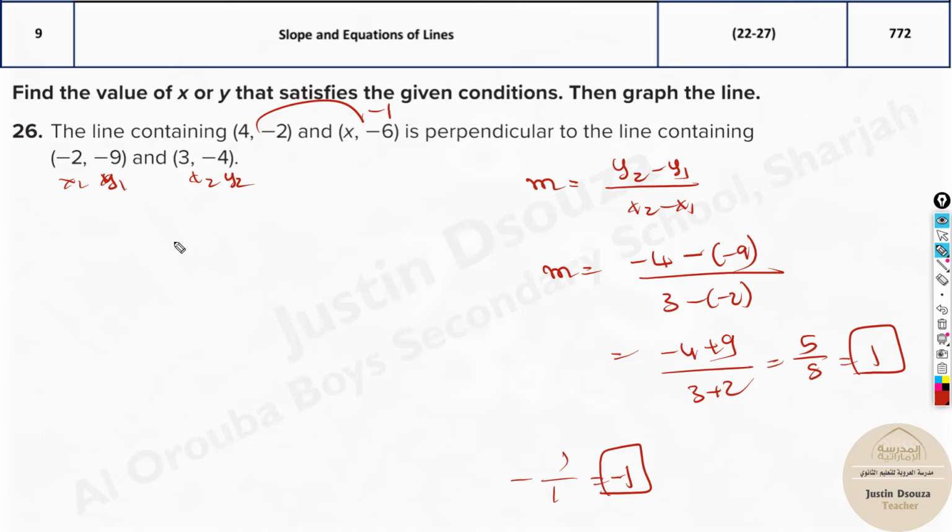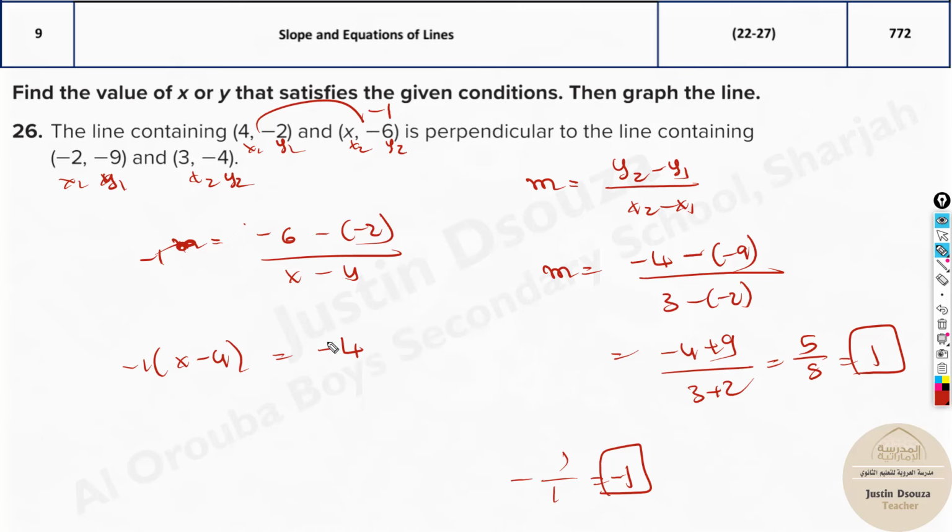So what we will do is, m is equal to, again, the same formula. I'll not write the formula again and again. Just x1, y1, x2, y2. So it's minus 6 minus of minus 2 divided by x minus 4. But what is the slope here? This is minus 1. So let's take this entire thing to the other side. It will be minus 1 times x minus 4 is equal to, solve this up, minus and minus becomes plus 2, minus 6 plus 2 is minus 4.